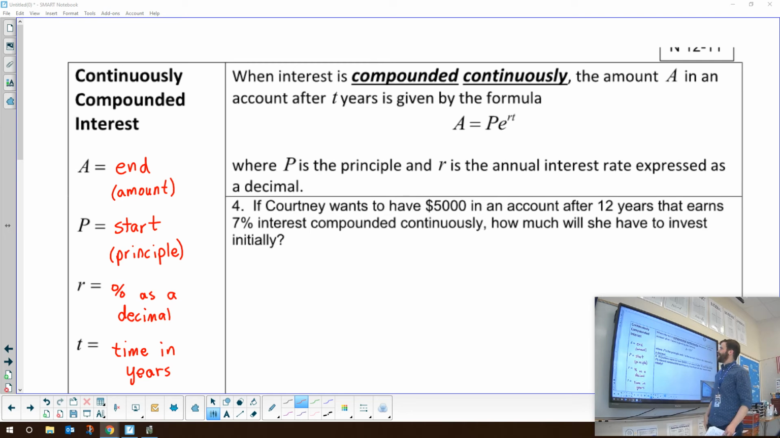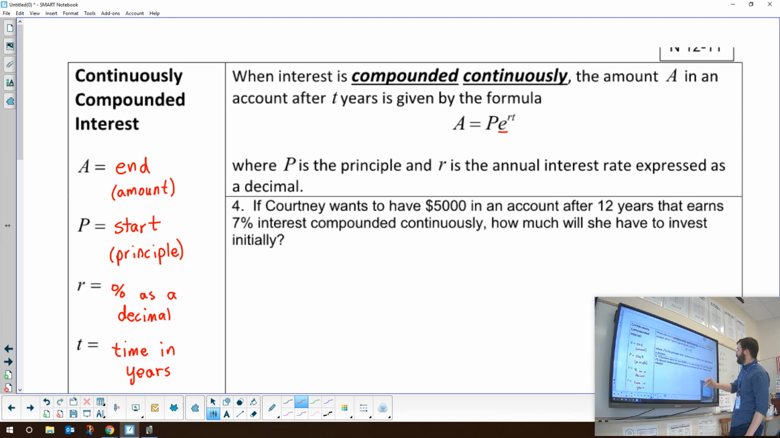Hey guys, we are back and we're talking now about what happens whenever it compounds continuously. Another word for this is kind of daily, where it compounds every single day, just over and over and over again. And so we have a very specific rule for this. And this is where our favorite number, E, comes in.